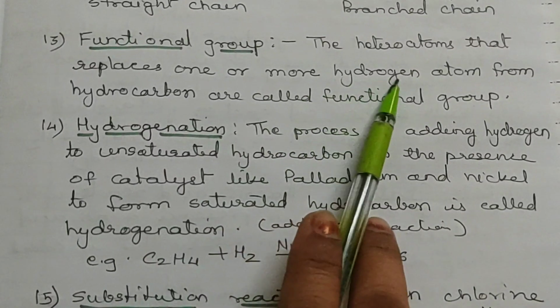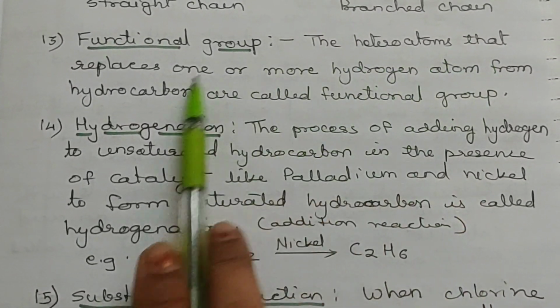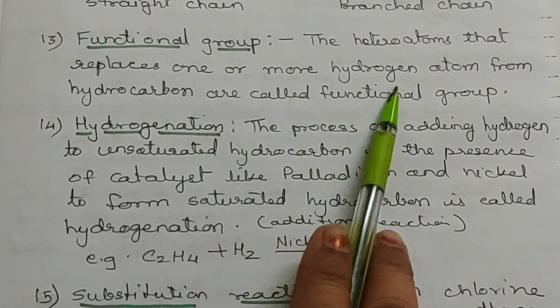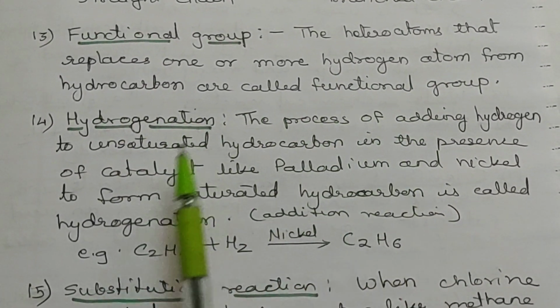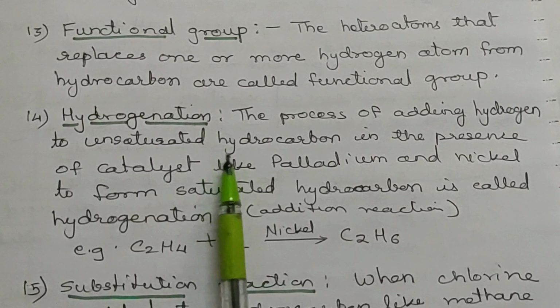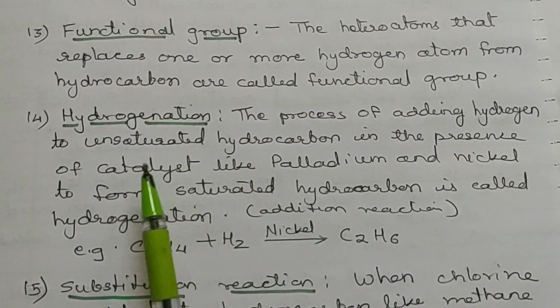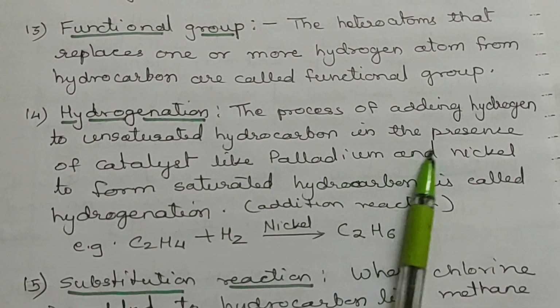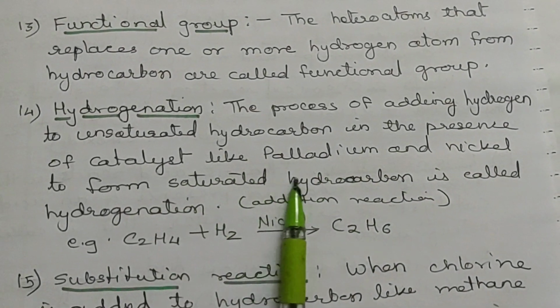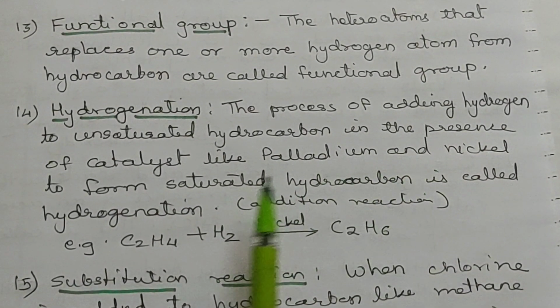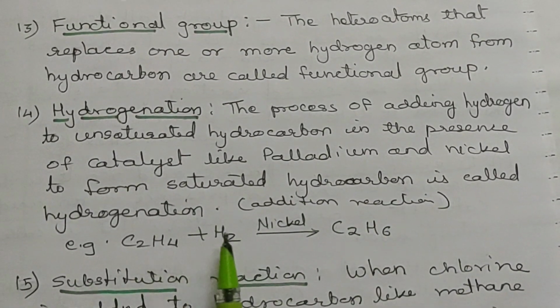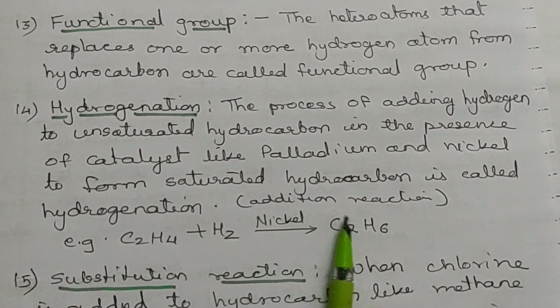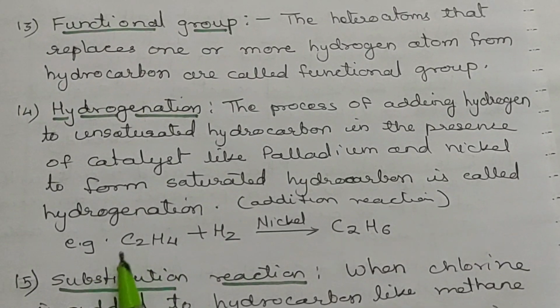Functional group. The heteroatoms that replace one or more hydrogen atoms from a hydrocarbon are called functional groups. Hydrogenation. The process of adding hydrogen to an unsaturated hydrocarbon in the presence of catalysts like palladium and nickel to form a saturated hydrocarbon is called hydrogenation. This is an addition reaction.